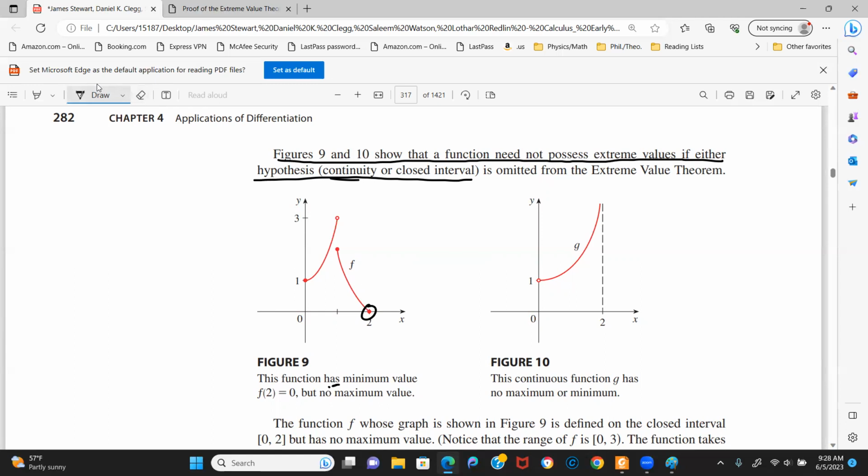What about this one? Well, in this case, you're assuming continuity, but now your interval is not closed. You're looking at the interval from 0 to 2, and this is not closed, or to use more telling language, it's not compact. That's what it's going to turn out to be. It's not a compact interval. So you need closed and continuity.